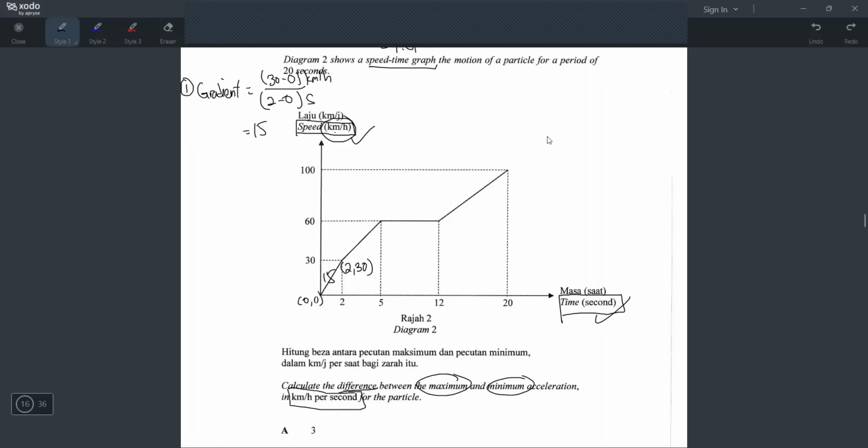But let's say they want it in kilometer h minus 2. If they want it like this, it means this one you have to convert to hour. That's why you have to be careful. So I always have to check the unit. Okay, let's go to the second line.